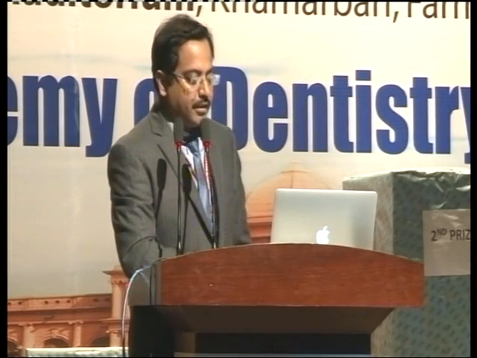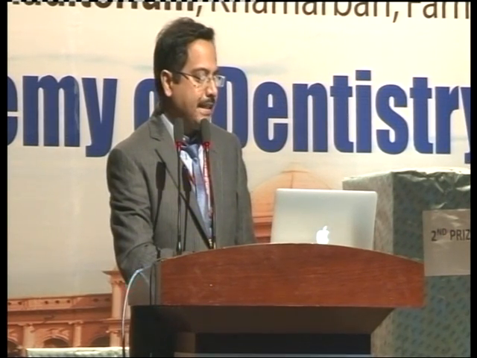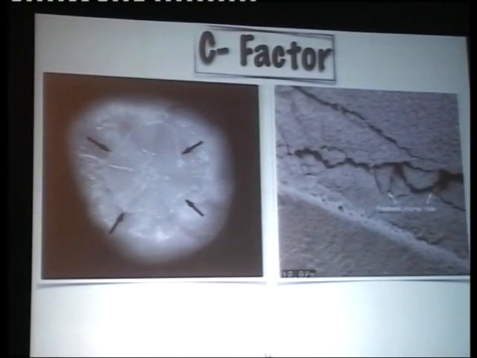When you do posterior restorations, there are some additional points to keep in mind. One is C factor, and the other one is curing depth. C factor is that if you are doing a restoration which is touching a lot of walls, the number of walls it touches is C factor, and if C factor is high, you're going to have a lot of shrinkage stress. So it's better to go from wall to wall than from bottom to top. If you look at the SEM section, you will see the fracture is always in enamel rods. Very rarely it occurs in the restoration if cured properly.